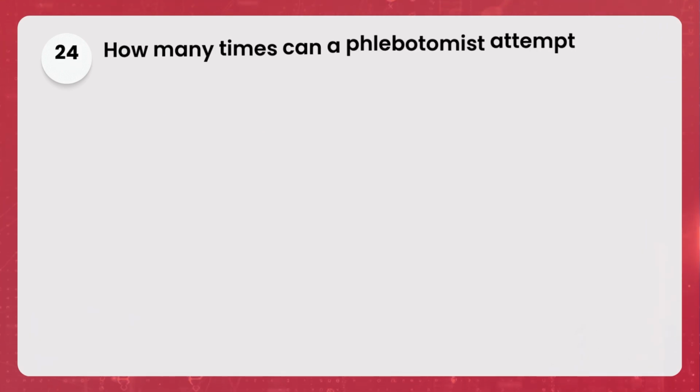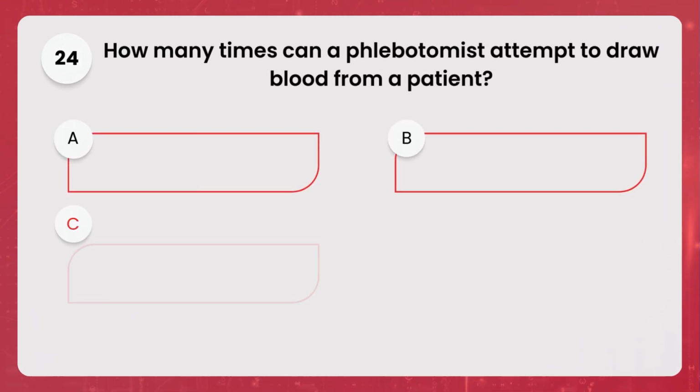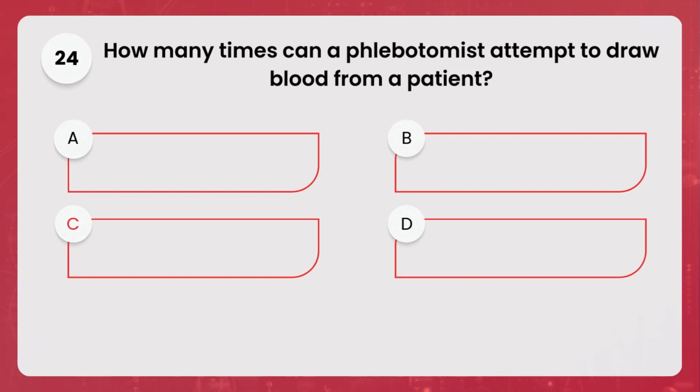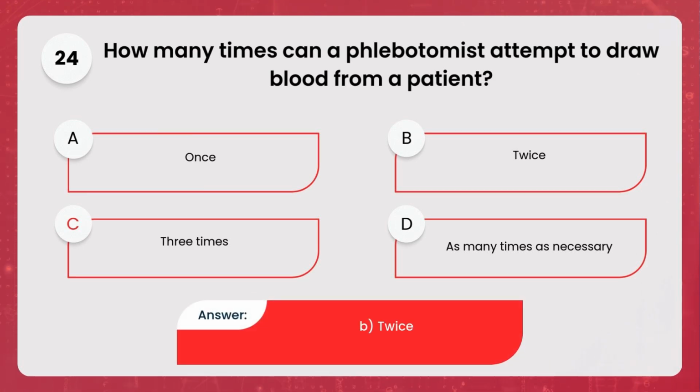Number 24. How many times can a phlebotomist attempt to draw blood from a patient? A. Once, B, twice, C, 3 times, or D, as many times as necessary? The answer is B, twice.